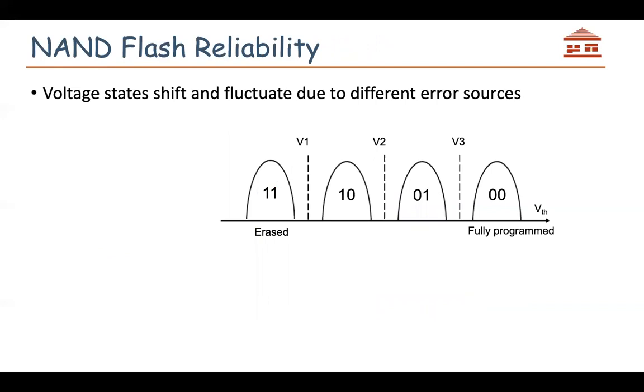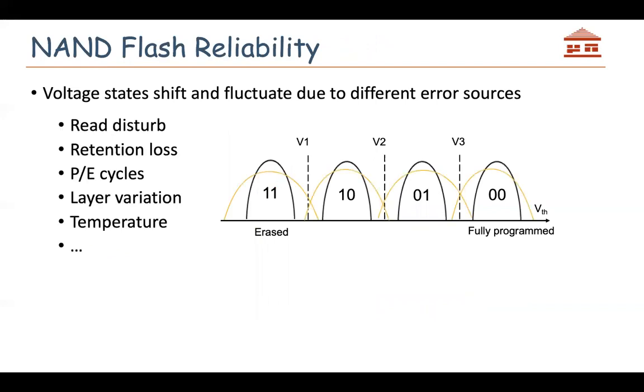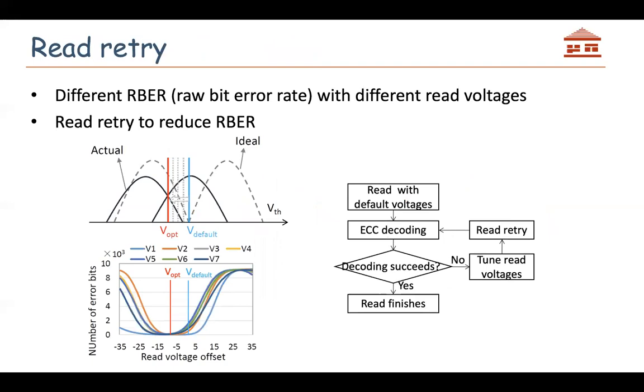In NAND flash memory, different types of error sources impact its reliability, like disturbed retention loss, PE cycles, and layer-to-layer variations. The threshold voltage in one state may shift to other states, which introduces errors on the stored data. Because of the voltage shifts, the RBR heavily depends on the value of the read voltage. There exists one optimal value that will introduce the lowest RBR. For example, when the voltage states shift to the left, we can reduce the RBR if we tune the read voltage to the left at a proper offset.